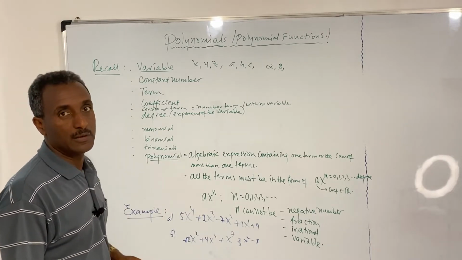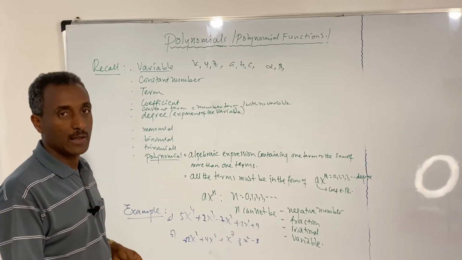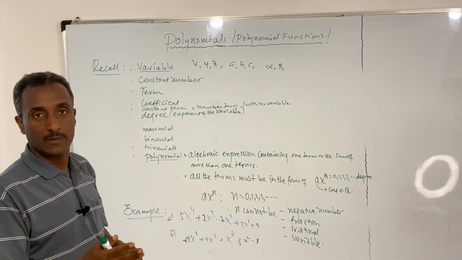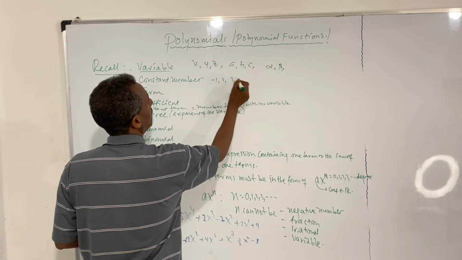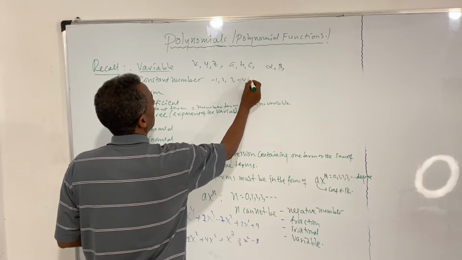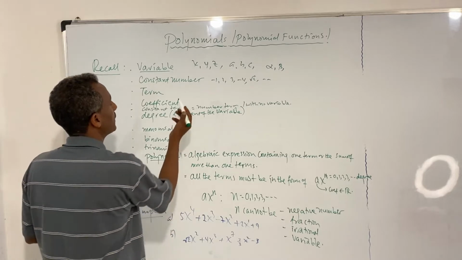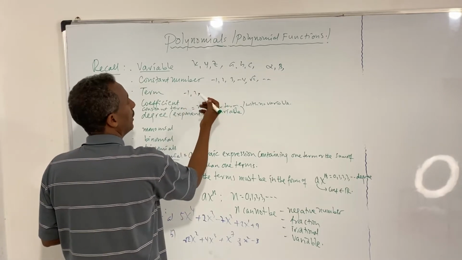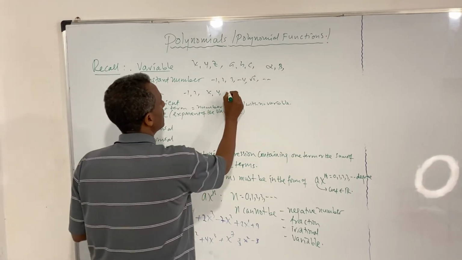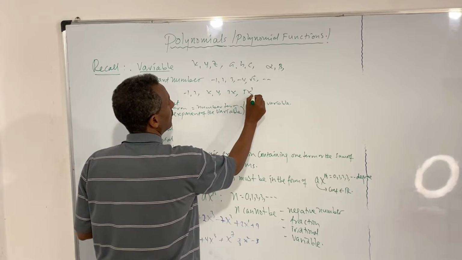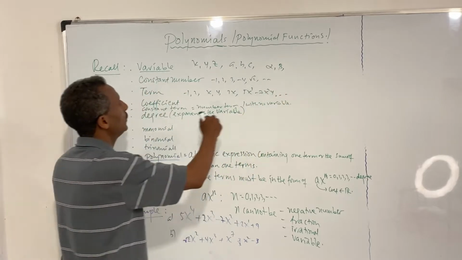A term, we have already defined, is a number, or simply a pure variable, or the product of a number and a variable. So a constant number will be -1, 2, 3, or -4, whatever. Radical 2, all the numbers can be constant numbers. A term is another number like -1, 2, or variables x and y, or the product of numbers and variables: 3x, 5x cubed, 7x squared y. These are examples of terms.